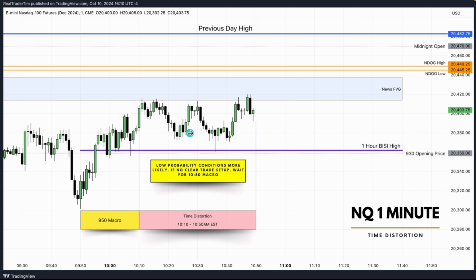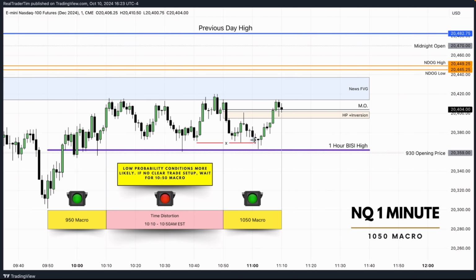And I also understand that we're between macro windows. The best thing for me to do before just putting on risk for no reason because I'm impatient is to wait for the next macro window to see if a high probability setup is provided because we understand the significance of time. As you can see now, we enter that 1050 macro window. And notice how we just chopped around during that period where time distortion was more likely between macros. We're stuck between the 1 hour BISI high and we're stuck between the news fair value gap.